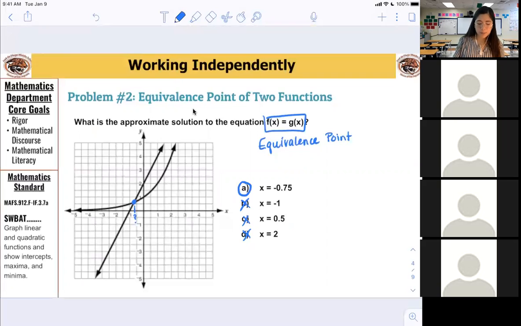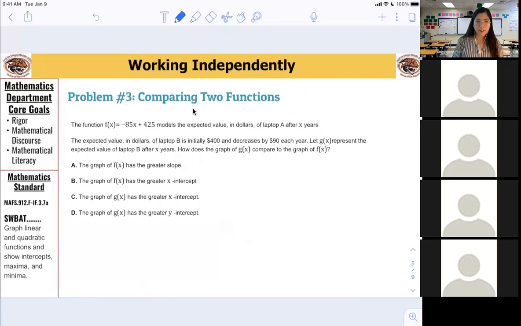So with this type of problem, the hardest part is estimating which number it's on. So you really have to look carefully and then look at the answer choices and see which one matches the best. All right, so that was number 2. Do I have any questions on number 2? Okay. Number 3, this is my favorite one. This is my favorite type of problem.